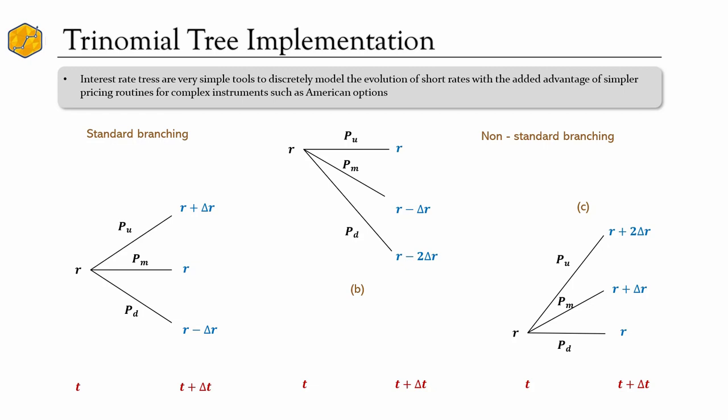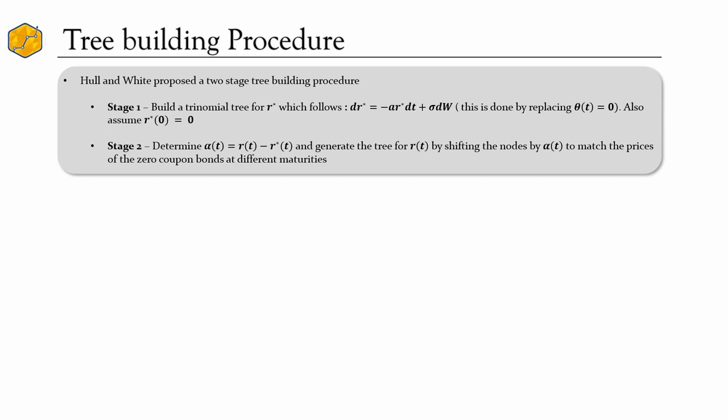All right, so now let's talk about the tree building procedure. Hull and White suggest a two-stage approach. In stage one, we build the tree for a different variable R star that follows different dynamics than R. The difference is that this new process R star has a long run average of zero. Okay, if you notice the dynamics, all we have done is basically we have set theta t equal to zero. We also assume that at time t equal to 0, the initial value of r star is 0.